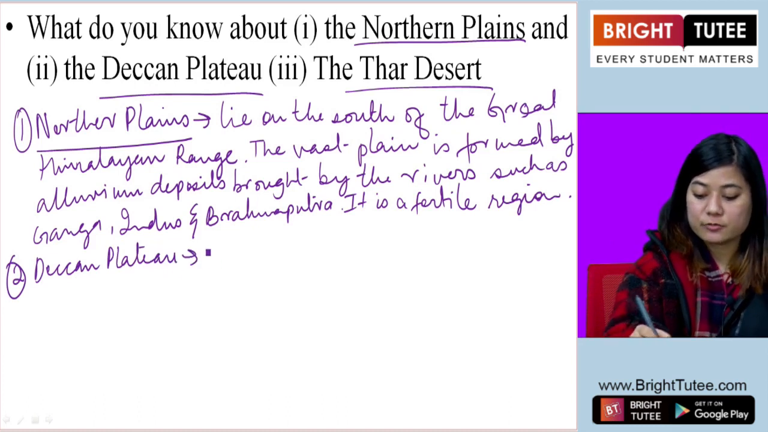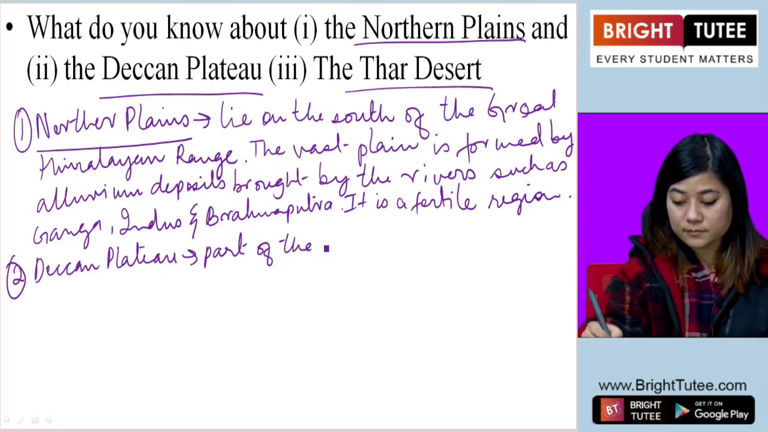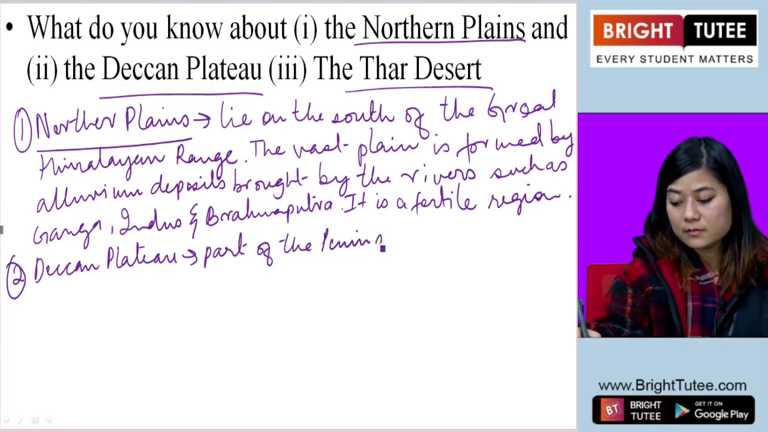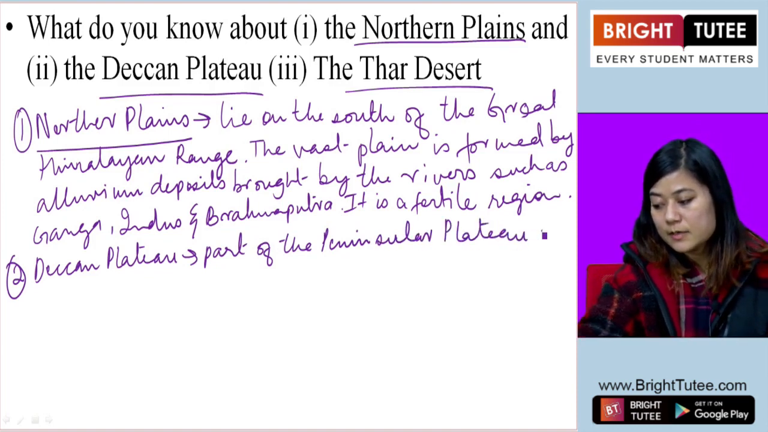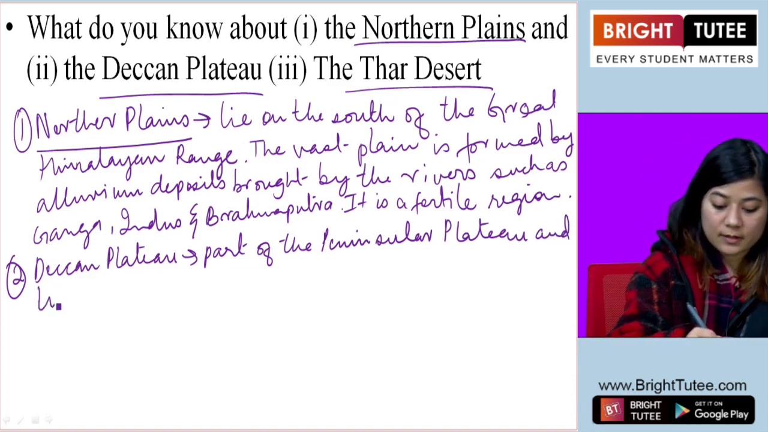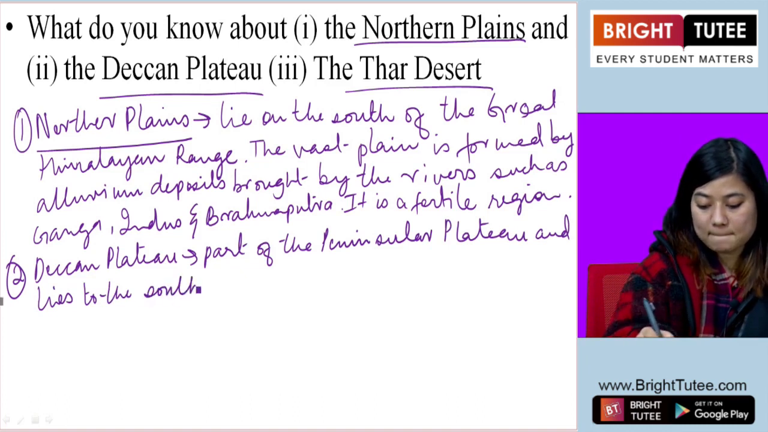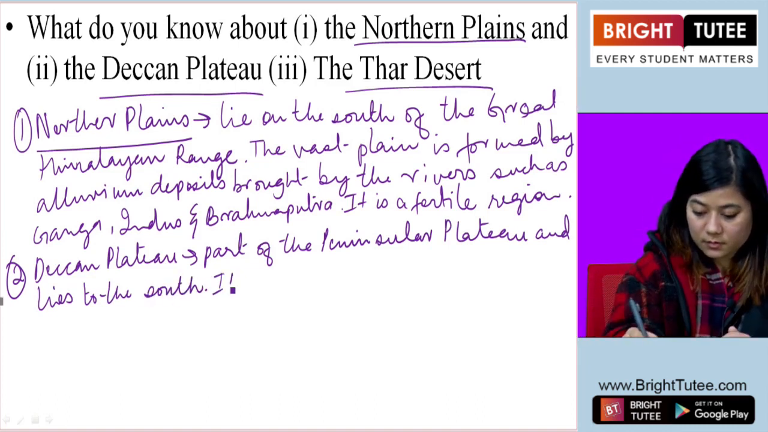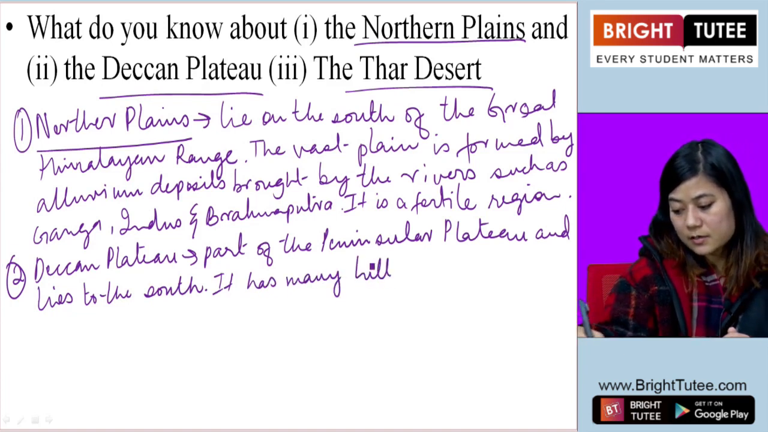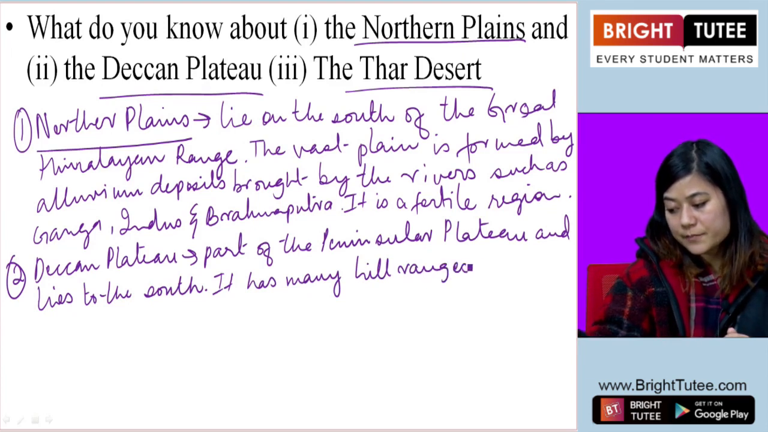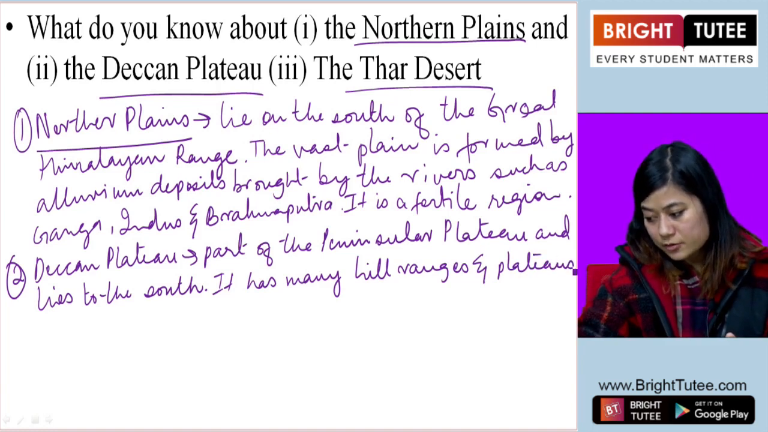Okay. Number 2 is the Deccan Plateau. Now the Deccan Plateau is part of the peninsular plateau and lies to the south. It has many hill ranges and plateaus.